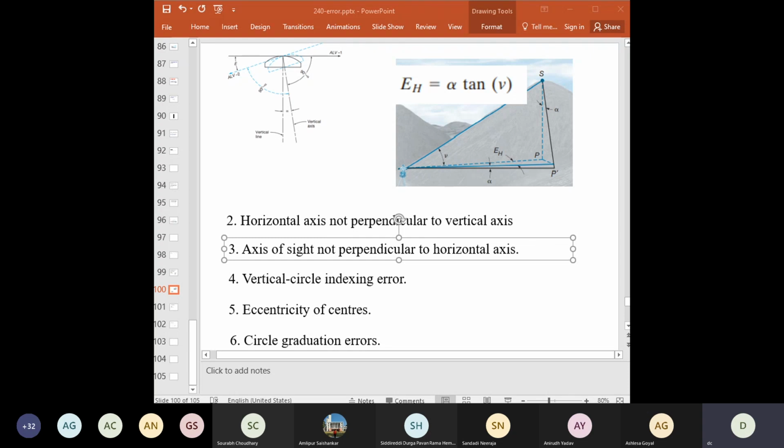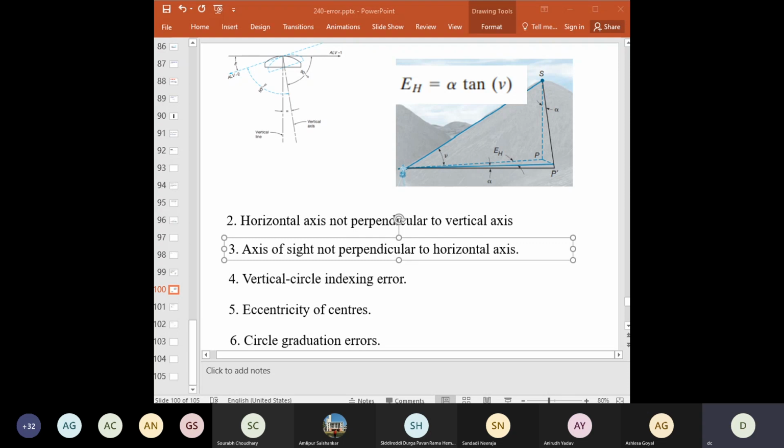And the greatest error from this source occurs when plunging the telescope as in prolonging a sight line or measuring a deflection angle, so that becomes the most. And when the angle of inclination of the back sight is not equal to that of the foresight, the observed horizontal angles will be incorrect. And these errors are eliminated by double centering or by averaging an equal number of direct and reverse readings.